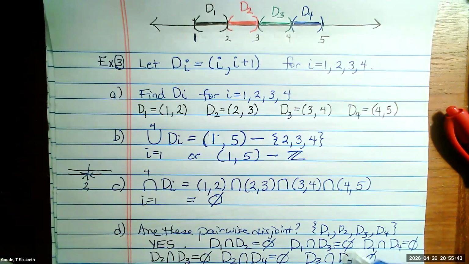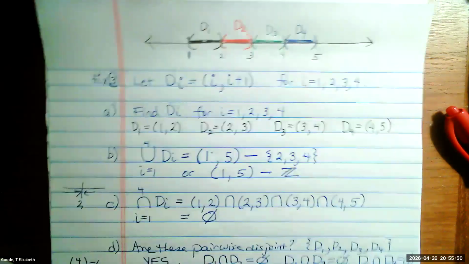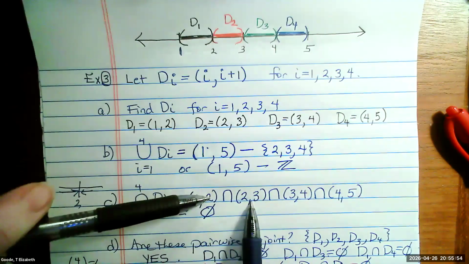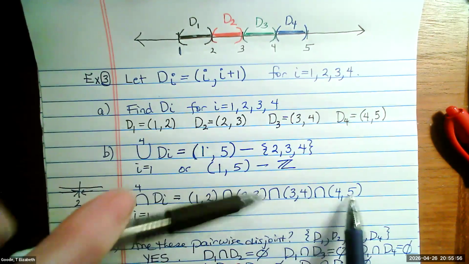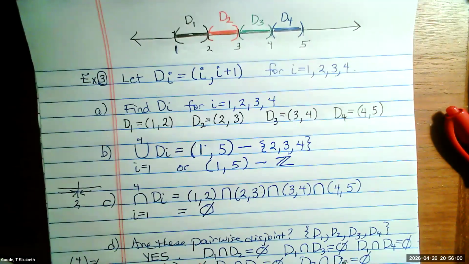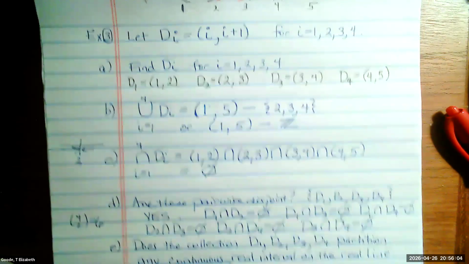If you take any two of them, there are four of them. Four choose two, by the way, is six. So of these four sets, I'm choosing two at a time. These two, these two, these two, these two, these two, these two. Four choose two is six. So there's six intersections to check, and they're all empty. They don't share anything.